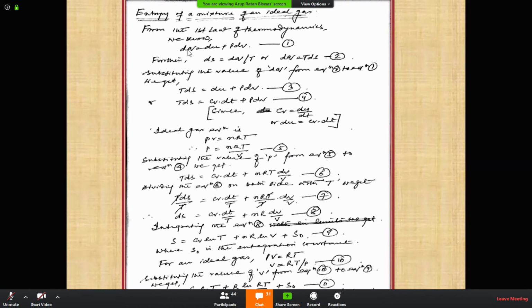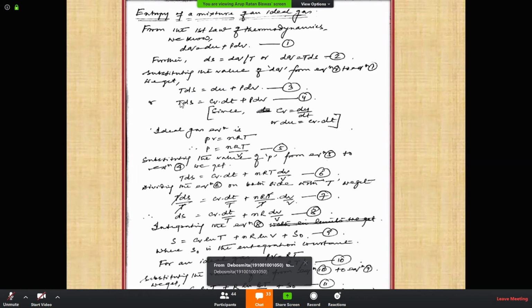Now entropy, we start from the first law of thermodynamics. Are you following the screen? Yes, sir. You see my cursor. In the book, they have not started from this portion. I have started somewhat early. So I started from dq equals du plus pdv. From there, I brought in the entropy by saying that dS equals dq by T. From here, I have to replace this dq with TdS from equation number 2. So substituting the value of dq from equation 2 into equation 1, you get TdS equals du plus pdv.